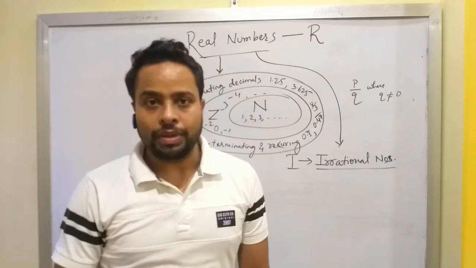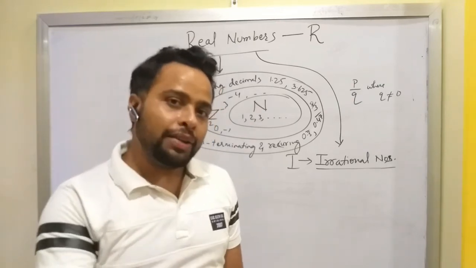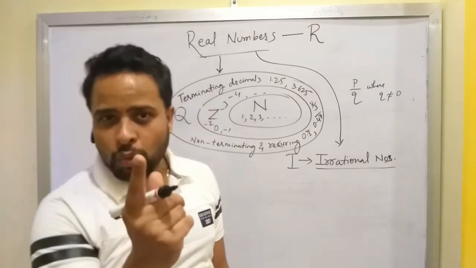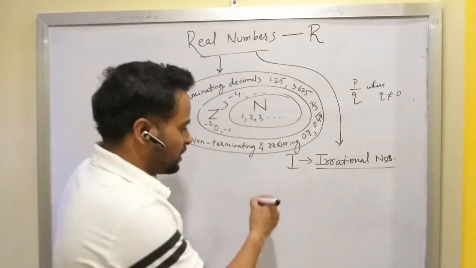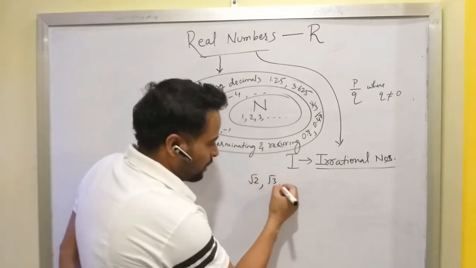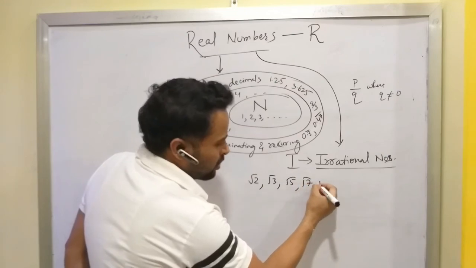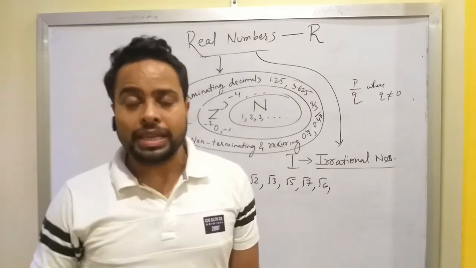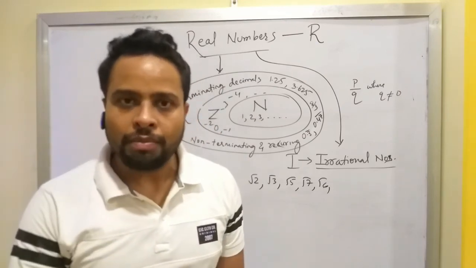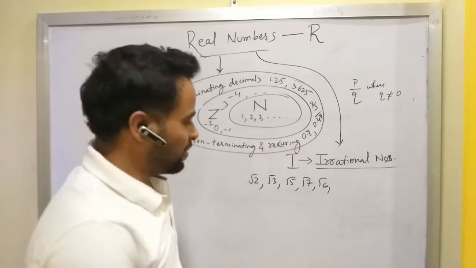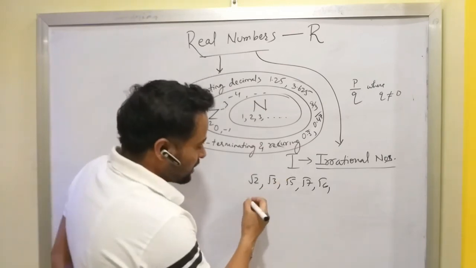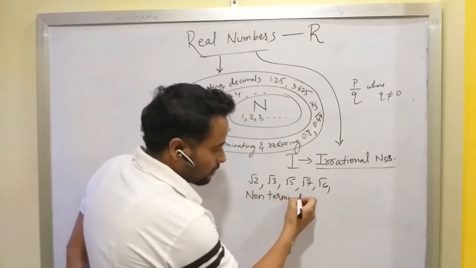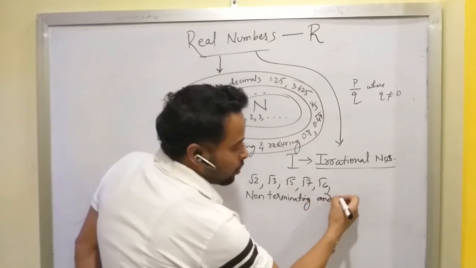My students ask me, sir, how do we identify these irrational numbers? I tell them only one thing. If you want to identify irrational numbers, just write root 2, root 3, root 5, root 7, root 6 also, and so on. But why are these numbers irrational numbers? These numbers are irrational numbers because they are non-terminating and non-recurring.